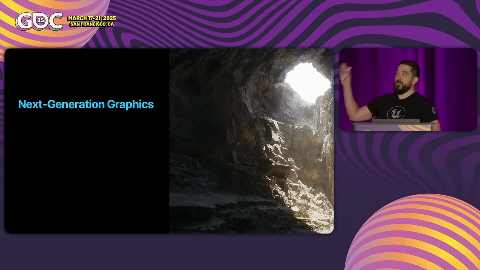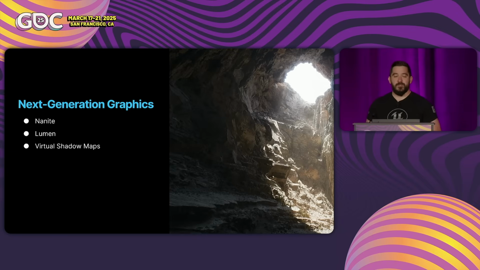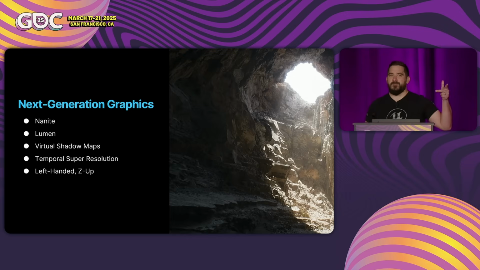The other thing we got to talk about is all the next-gen graphics features in the Unreal Engine. We've got Nanite virtualized micropolygon geometry, so you don't have to worry about traditional LOD pipelines. We've got Lumen for global illumination and reflections. Virtual shadow maps are high-resolution shadows that go all the way out to the horizon. Temporal super resolution is a really nice platform-agnostic upscaler, so we don't have to spend a whole lot of time rendering our graphics. We can really efficiently upscale them. And I didn't know where else to put this, but it's important to understand that Unreal Engine is left-handed Z-up.